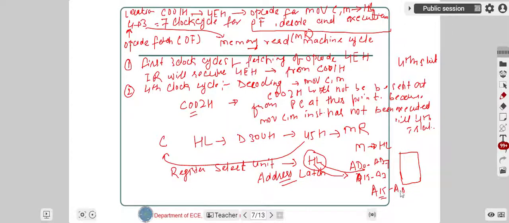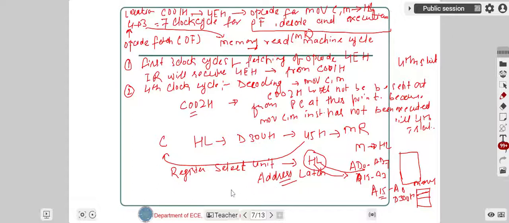So what will happen now? The memory would be pointed out by this address, which is propagated through the A0 to A15 address lines, and the microprocessor CPU will jump to that address, which is now D300H. So all this will happen during the T2 clock cycle of the T1 clock cycle of the next machine cycle.